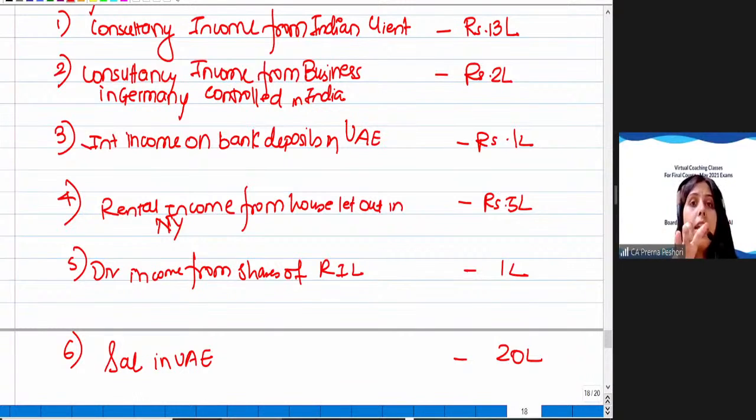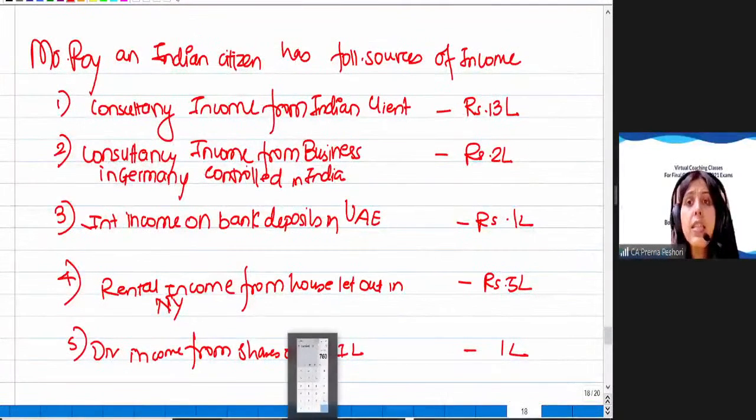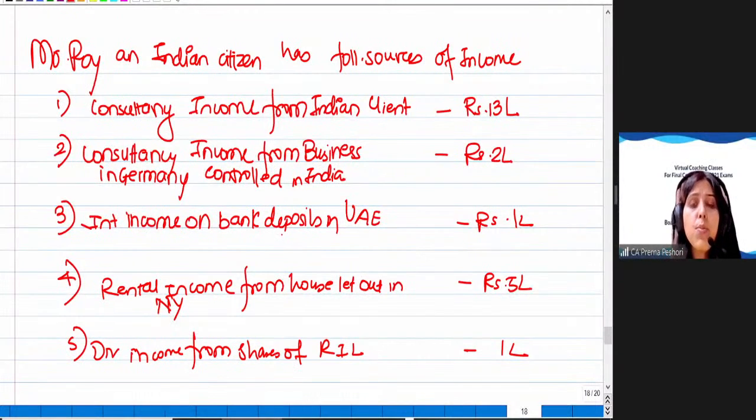Now, what is the total income? Income which is other than income from foreign sources, right? So in this particular case, which are the total income which we have to consider? First, consultancy income from Indian client. Consultancy income from Indian client is an Indian sourced income, right? So that will be considered, right?